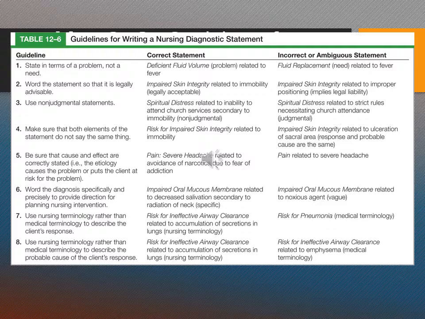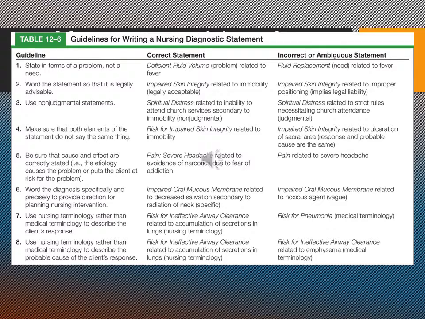We're also going to be sure that the cause and effect are clearly stated, meaning the etiology is the cause of the problem or puts the client at risk for the problem. And a correct example is severe headache related to avoidance of narcotics due to fear of addiction. But if we said pain related to severe headache, we're saying exactly the same thing, pain related to pain.